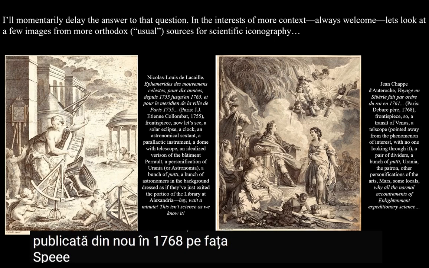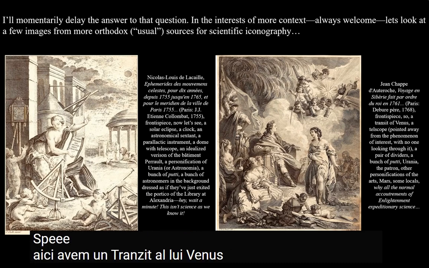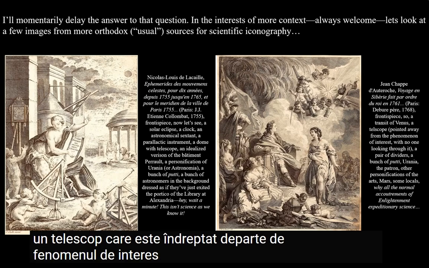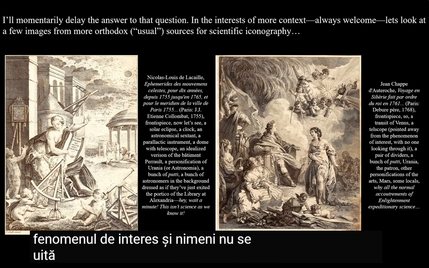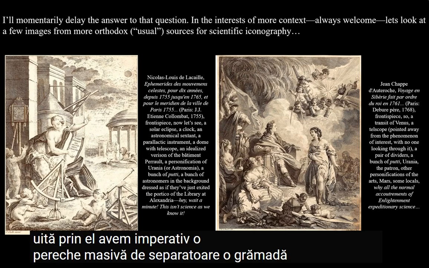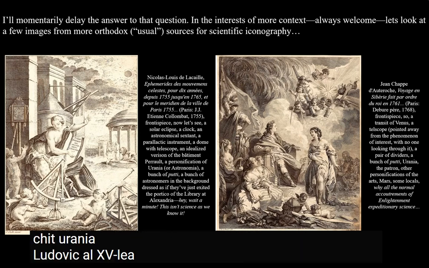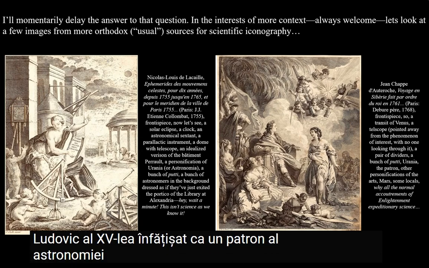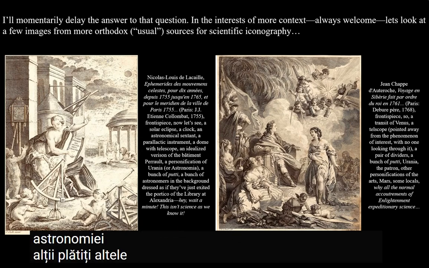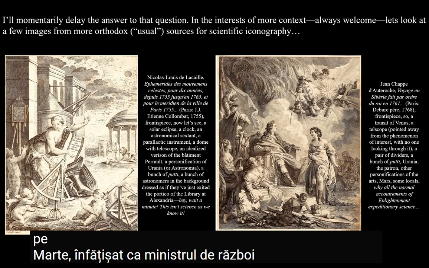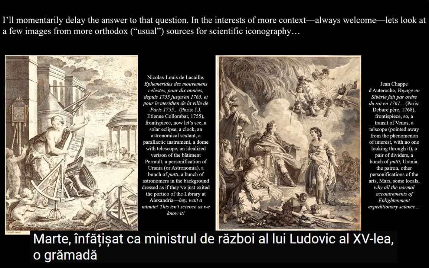Again, the frontispiece. Here we have a transit of Venus, a telescope which is pointed away from the phenomenon of interest, and no one is looking through it. We have a massive pair of dividers, a bunch of putti, Urania, Louis XV, depicted as the patron of astronomy, other personifications of the arts, seated, Mars, depicted as Louis XV's Minister of War, a bunch of locals.